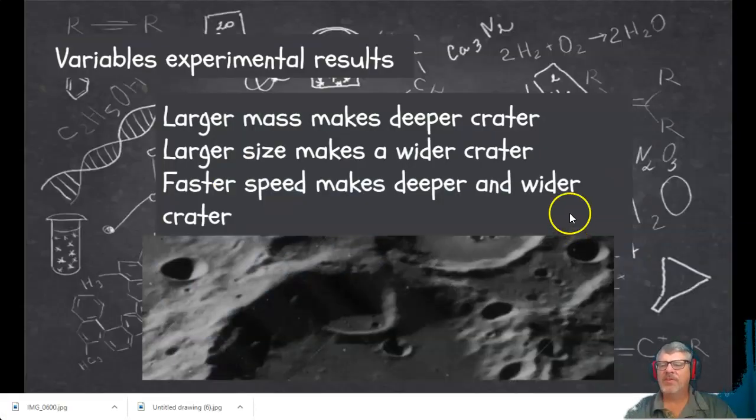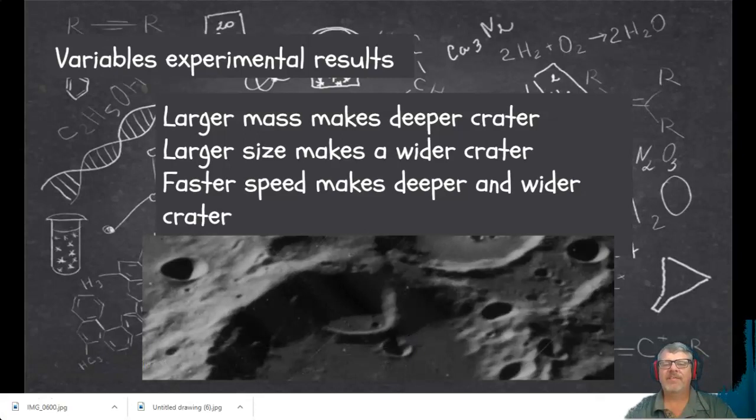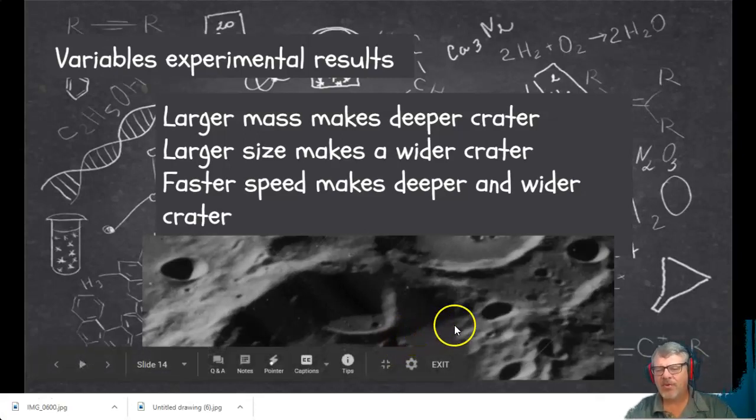So what the results of the experiment were is the larger the mass, the deeper the crater. The larger the size, the wider the crater. And the faster the speed, the deeper and wider a crater is. So if I look at a deep, wide crater, it was either very large or very fast. If I see a very small crater, it was not as fast, or it did not have a really large mass.